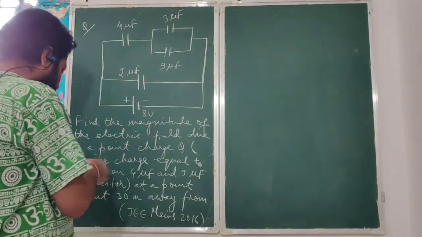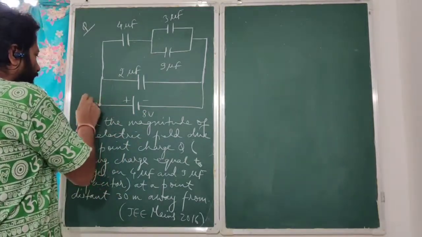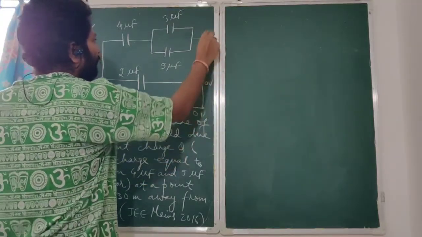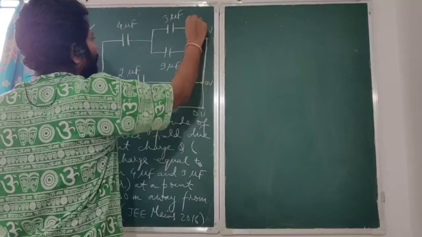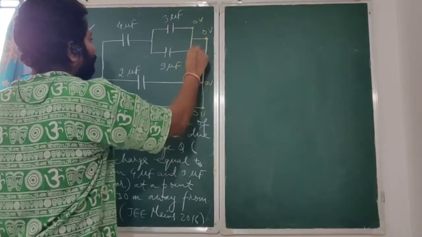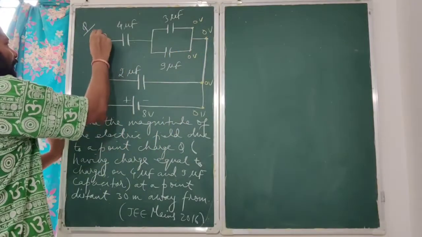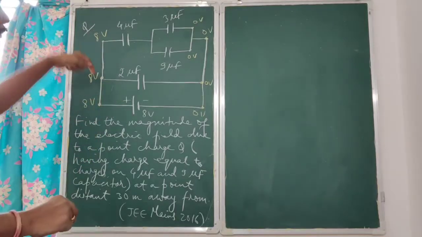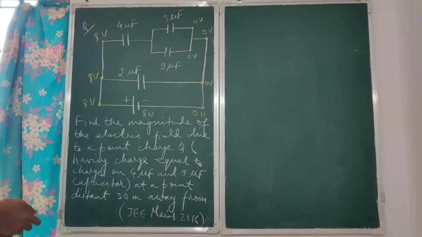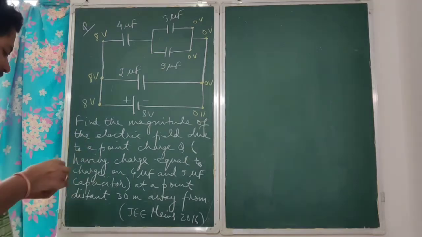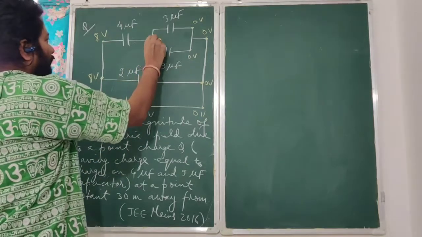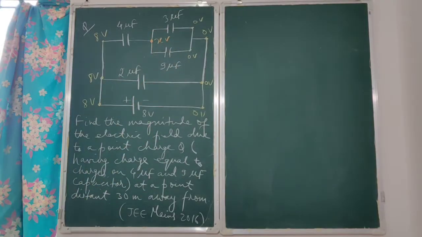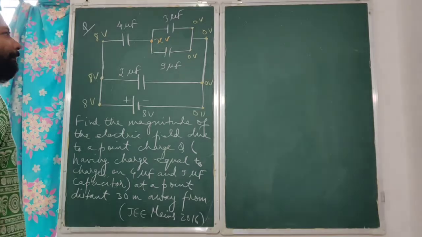So here 8 volt, we can assign this 8 volt, this will be 0 volt, this will be 0 volt, 0, 0 volt, 8 volt, 8 volt, because there is nothing in between, so potential won't be changing. Now our job is, if I am able to find out the potential of this, let us say it is X volt, then our work is done.